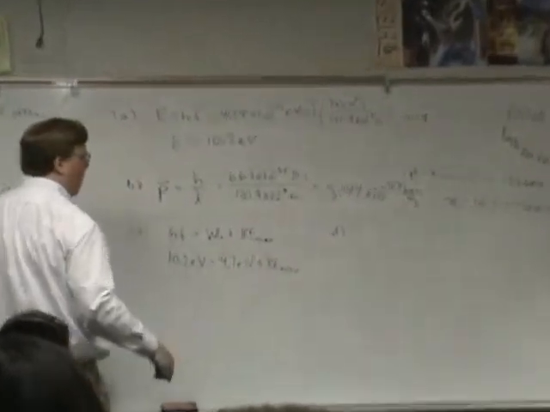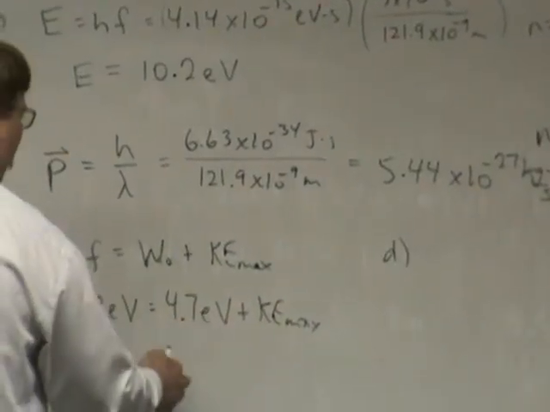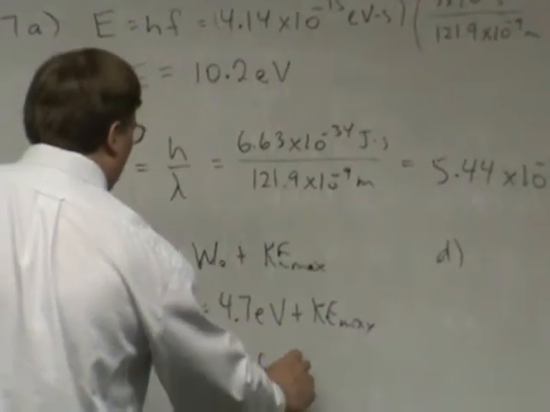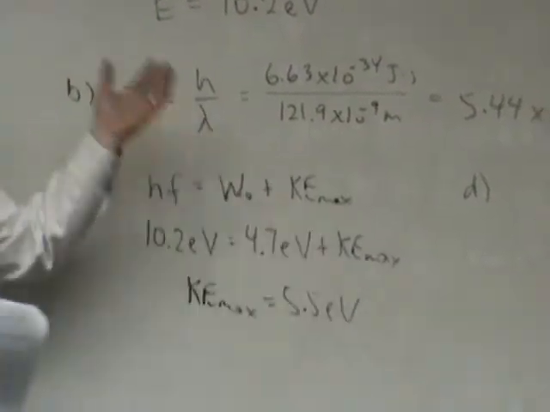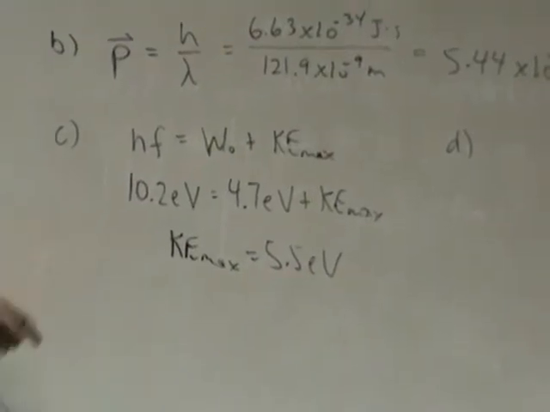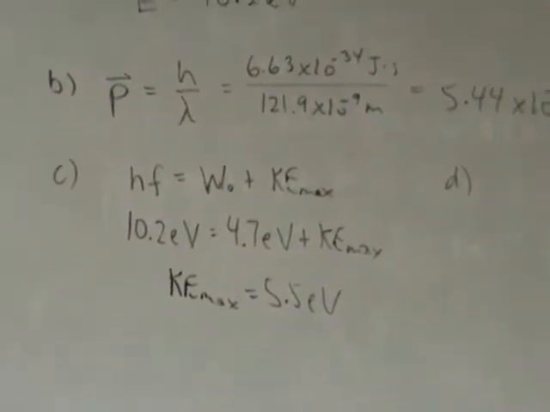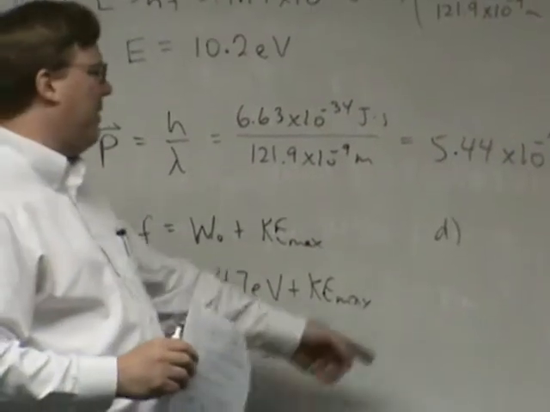some silver with a 4.7 electron volt work function. So did you get the maximum kinetic energy being 5.5 electron volts? How many people got that? Yeah, and they didn't even ask you to find the speed of the electron. They were happy just knowing its energy. So we're done, and now here comes the tricky part.